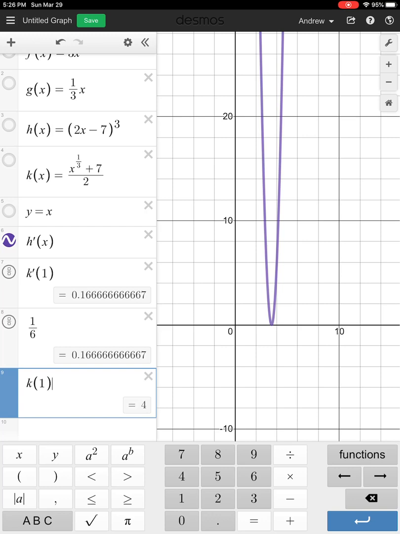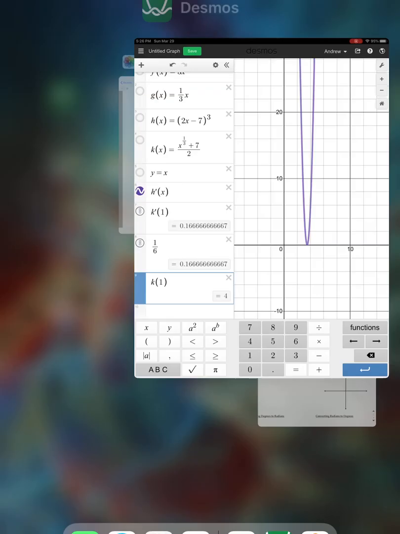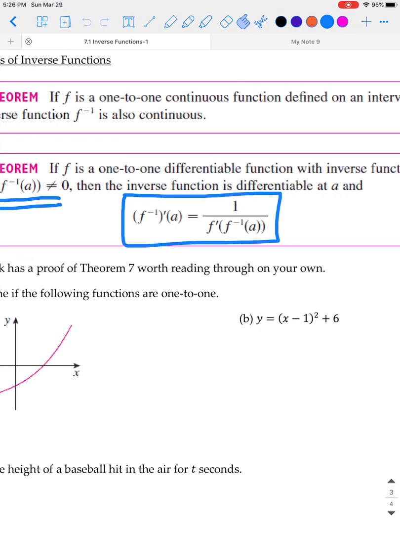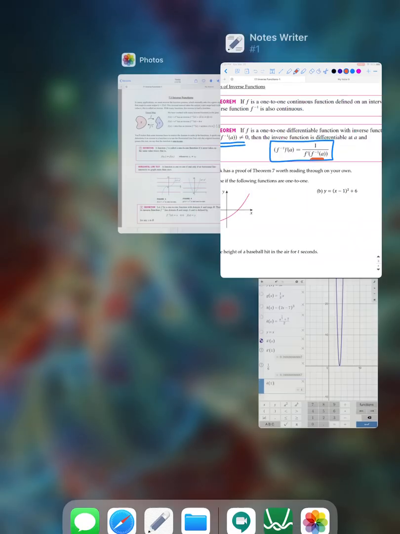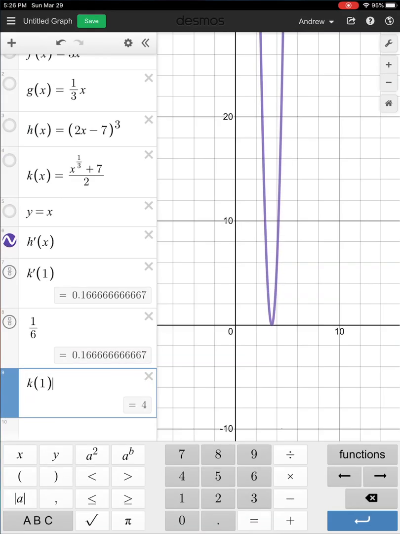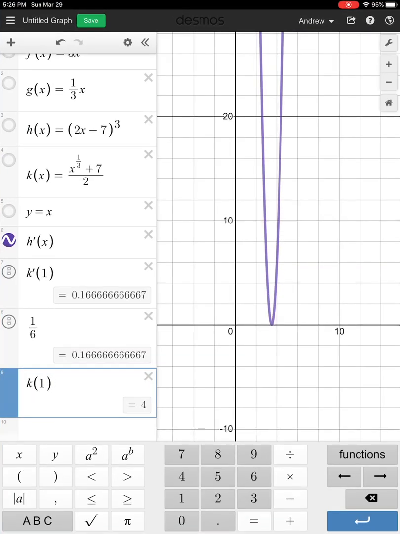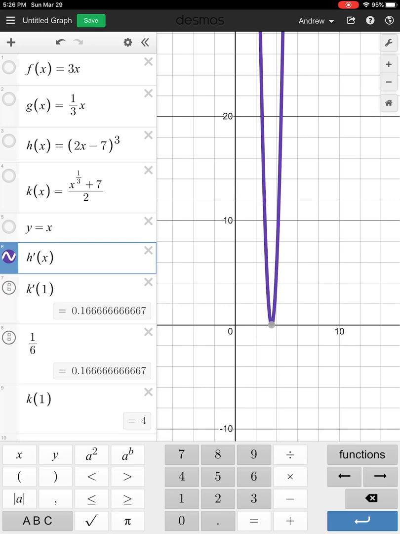So if I look at k of 1, k of 1 is equal to 4. So from our definitional expression here, it looks like we've got f inverse of a is our input. And so that f inverse of a is going to be k of 1. So going back to Desmos, k of 1 is 4.